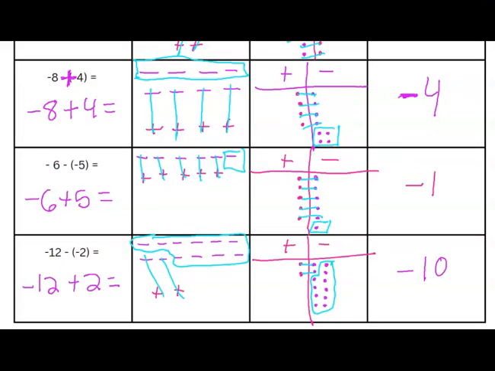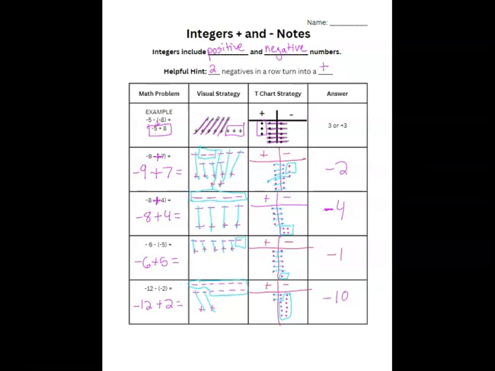Look over the last 2 examples. If you did a visual or a T-chart, does your work match what it shows in the video? The correct answer should be negative 1 for negative 6 plus 5, and for negative 12 plus 2, the answer should be negative 10. Take a second to make sure you have your notes page entirely filled out. It should look like this when you're done.